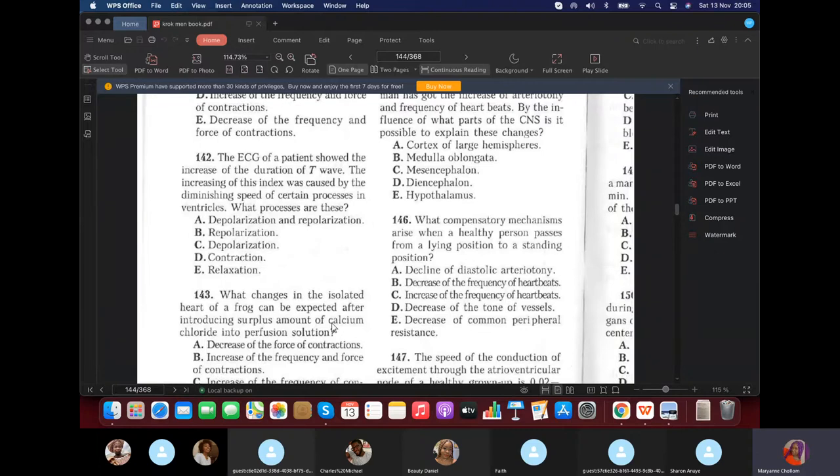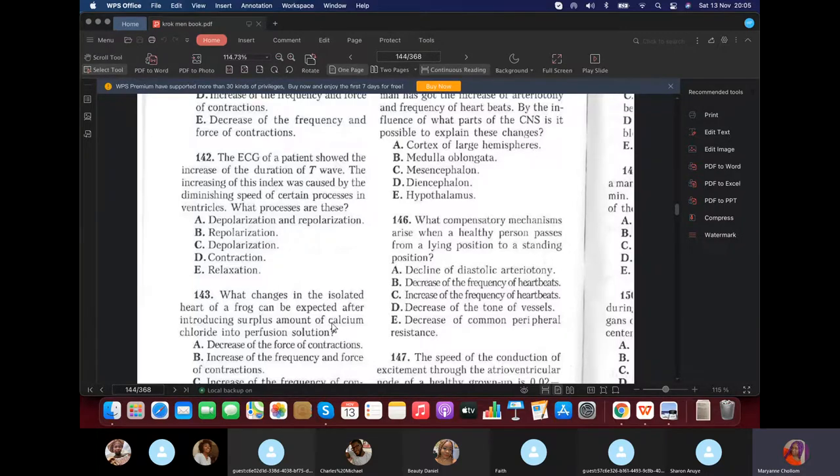142. The ECG of a patient showed the increase of the duration of the T wave. The increasing of what index was caused by the diminishing speed of a certain process in the ventricle? So we know that the T wave is what? Repolarization of the ventricle already. So that's why we know the answer is repolarization.